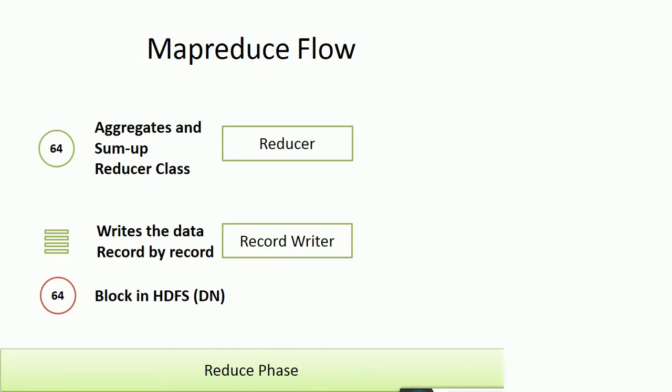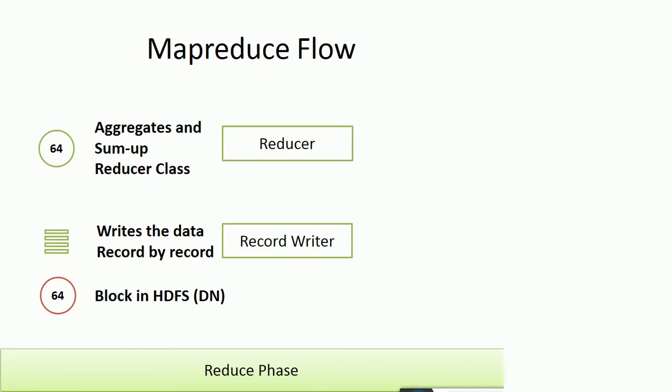Maybe the least operation can be this much. Or it may happen that we have to combine two outputs of the map phase and get one output. So there can be multiple calculations and multiple logics in the reduce phase, or very simple logic, but some kind of aggregation is there. Some kind of combining of the output of the map phase has to be there.